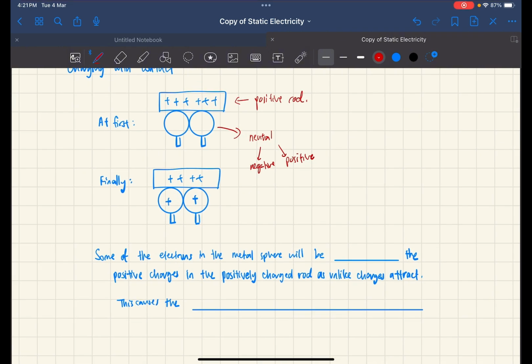So what happens when you place two neutral spheres next to a positively charged rod? Your electrons in these neutral spheres will be attracted to the positive charges in the positively charged rod as unlike charges attract. And so this will cause the originally neutral spheres, meaning the spheres that were originally neutral over here, to have an excess of positive charges. So the sphere will have an excess of positive charges.